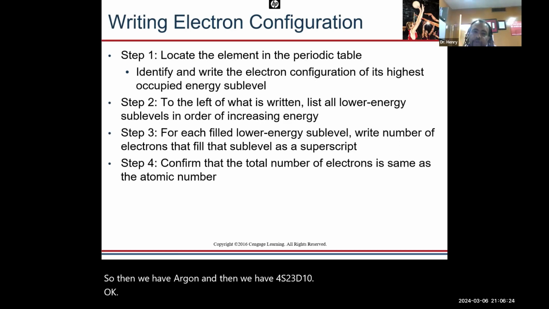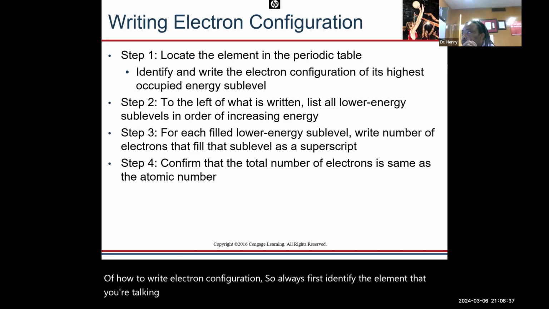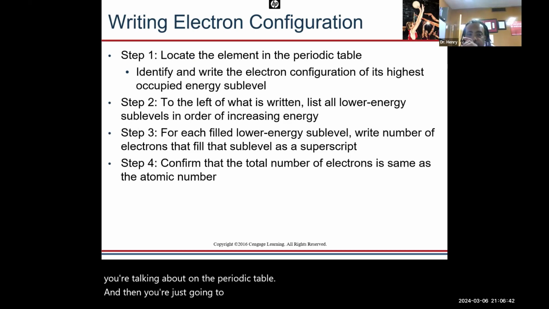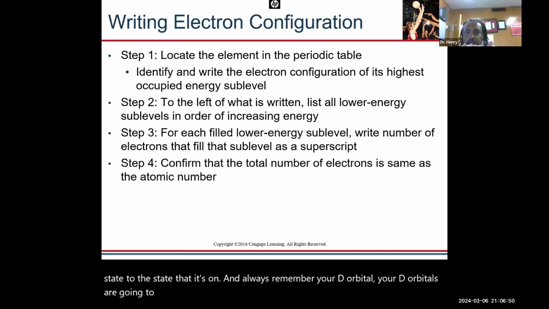So this here is just an algorithm of how to write electron configuration. Always first identify the element that you're talking about on the periodic table. And then you're just going to work your way through, starting with the ground state to the state that it's on. And always remember your d orbital. Your d orbitals are going to be 1 behind the principal quantum number. The f orbital is going to be 2 behind the principal quantum number.